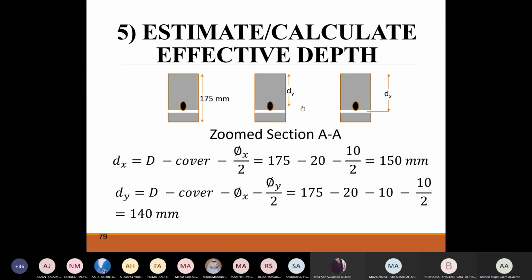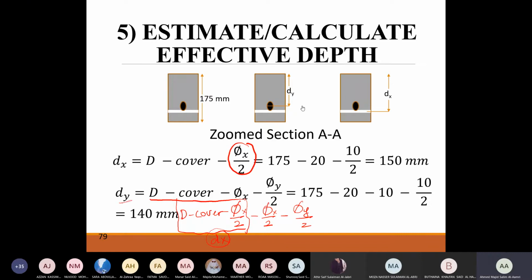If you see, we can say that dy is equal to D minus cover minus half of the bar of x minus the other half of the bar, so it's half of the bar minus the other half of the bar minus half of the bar of y. Now this part, which is D minus cover minus half of the bar, is whatever we called dx. This is capital D minus cover minus diameter over 2. This is whatever we called dx.